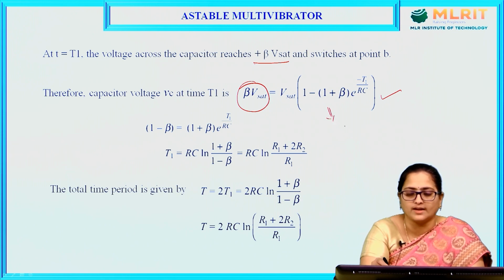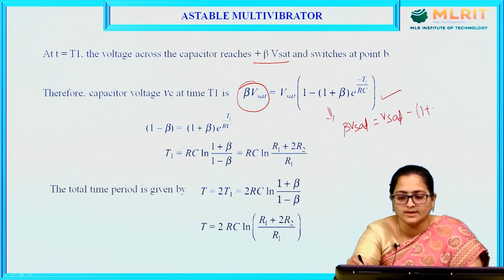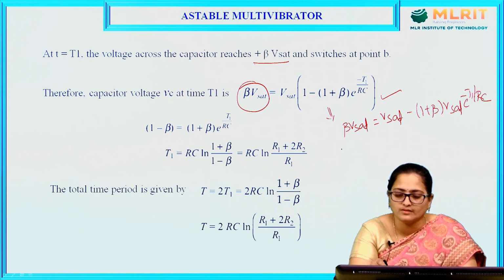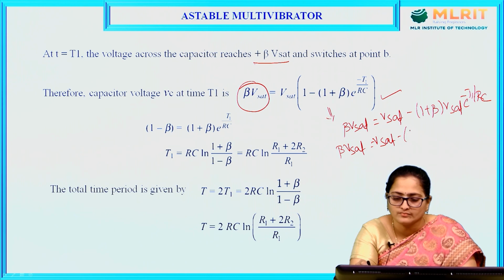This can be solved as beta Vsat is equal to Vsat minus 1 plus beta Vsat e power minus t1 by Rc. Next, you can write this equation as beta Vsat is equal to Vsat minus of minus Vsat minus beta Vsat e power minus t1 by Rc. Here also minus Vsat e power minus t1 by Rc.